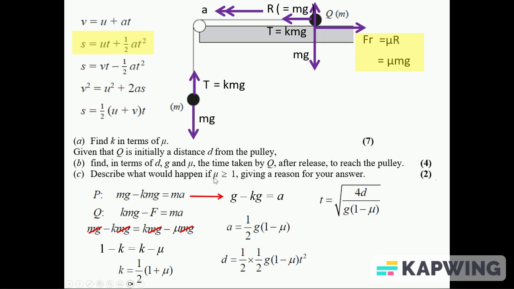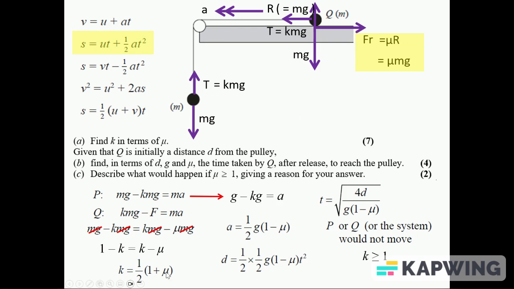Describe what happens if mu is greater than or equal to 1. What happens then is that it just doesn't move because the mu's big enough to stop it moving altogether. If we think about it, if mu is bigger than 1, I've got a negative acceleration here, which just makes sense really, because it means it will be going backwards. So the string will be pulling it back up, and there's no force trying to make Q go to the right.